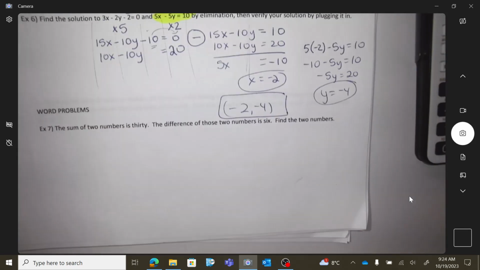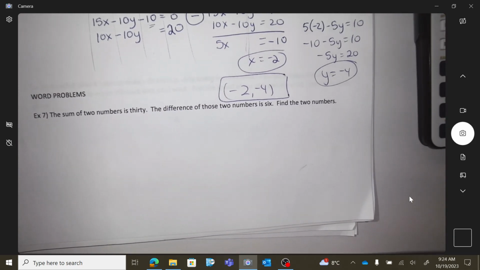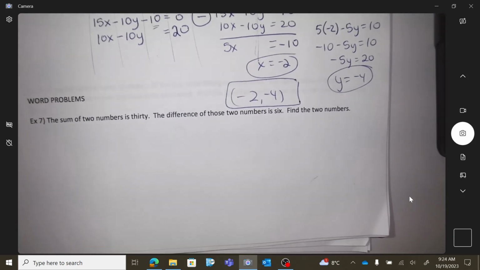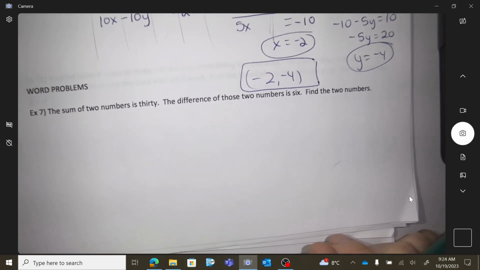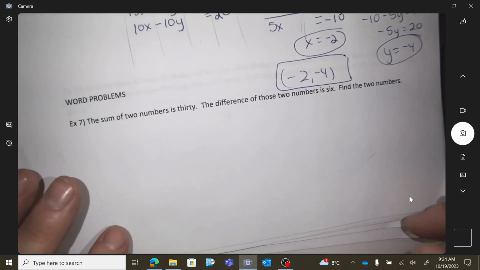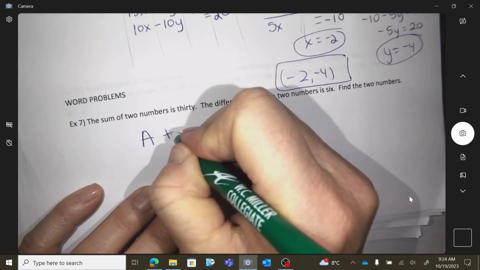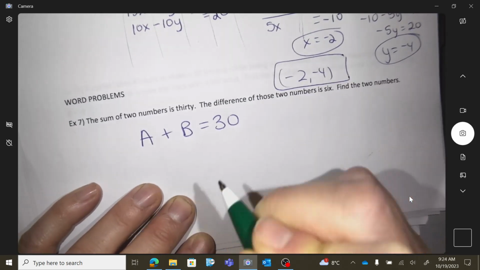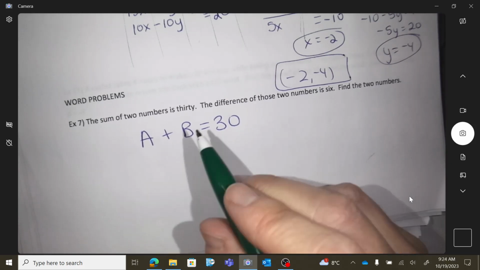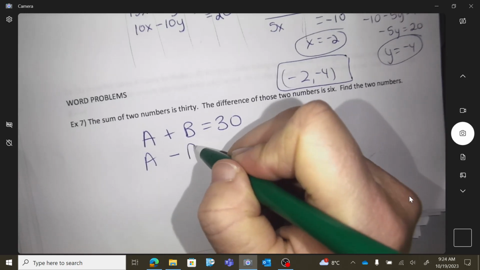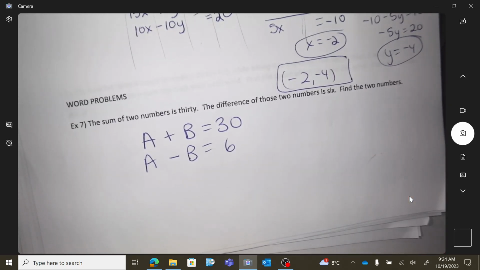Okay, on your word problem section of your test, I think I put 5 word problems on there. Okay, so you're going to see a lot of different types. So probably something like this. The sum of 2 numbers is 30. So you should know the word sum, which means add. The difference of the 2 numbers is 6. So you should know the word difference means to subtract.